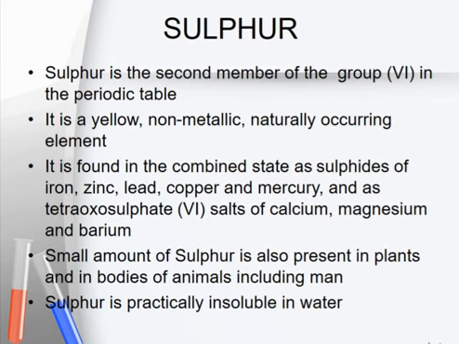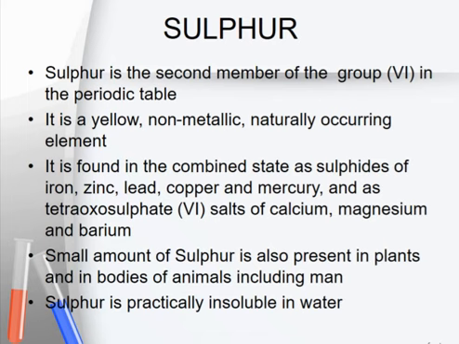It is a yellow non-metallic naturally occurring element found mainly in the upper surface of the earth in Sicily and deep in the earth in the United States of America. It is found in a combined state as sulfides of iron, zinc, lead, copper, and mercury, and also as tetraoxosulfate 6 salts of calcium, magnesium, and barium.